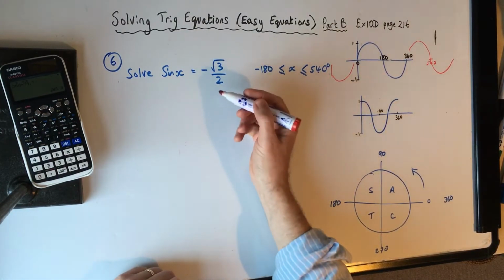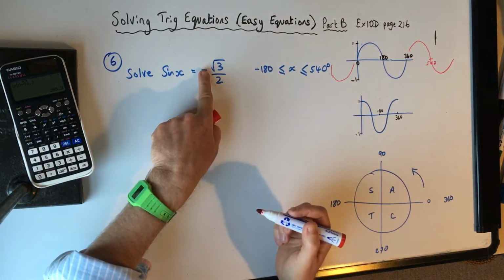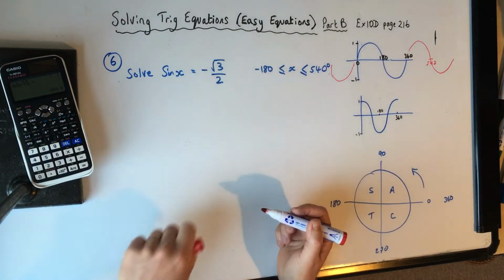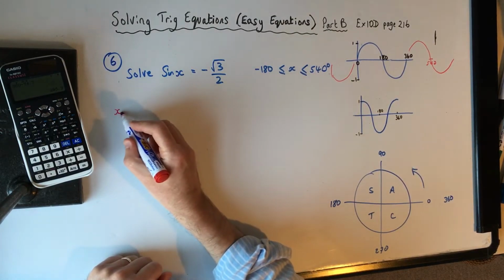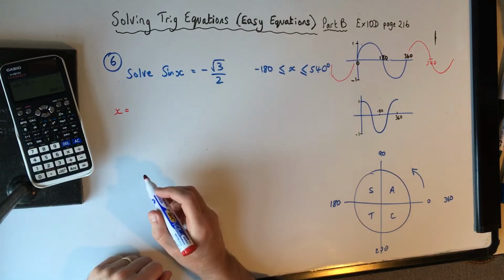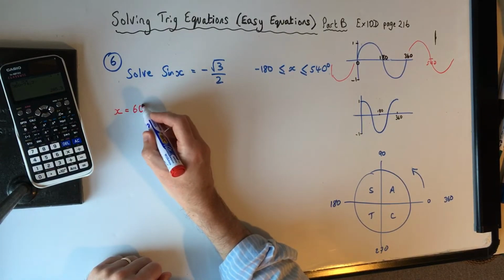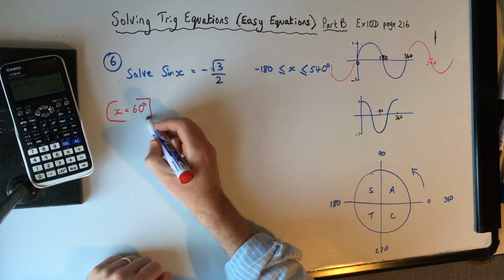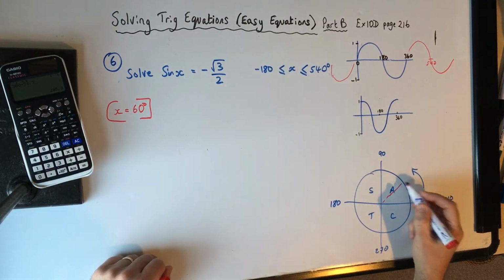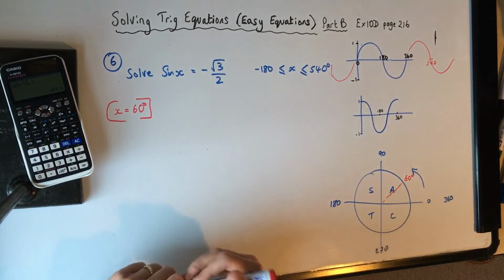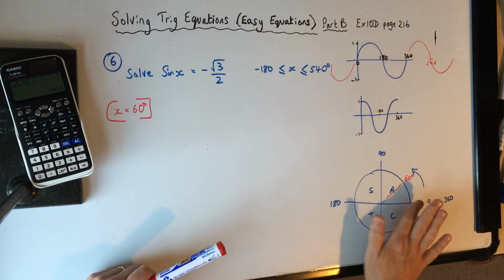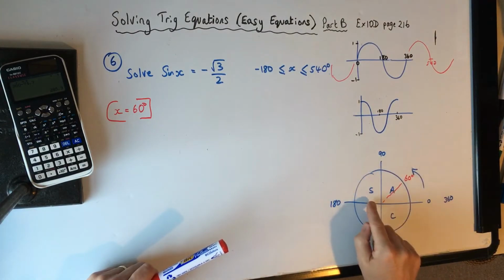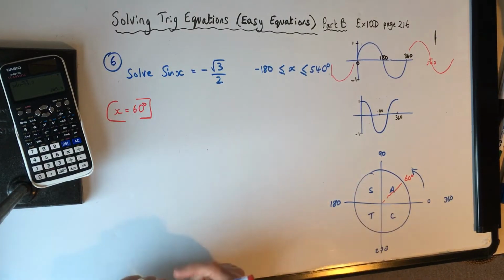Now again, if you ignore the minus, inverse of root 3 over 2 will give you 60 degrees. It's one of those exact values. They've used x instead of theta here now, but x is 60 degrees. I'm just going to put that into brackets here. They're talking about this angle here, but actually the negative of this angle. So we don't want the angle in this quadrant or in this quadrant where sine is positive. We want it where sine is negative.